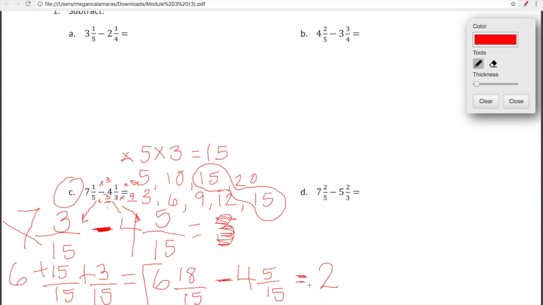Now we can absolutely move forward on this question. So 18 minus 5, last time I checked, Kendi, do you have that one for me? Thanks, buddy, is 13 fifteenths. So our final answer here is 2 and 13 fifteenths.